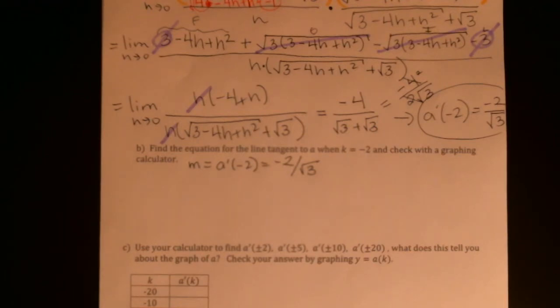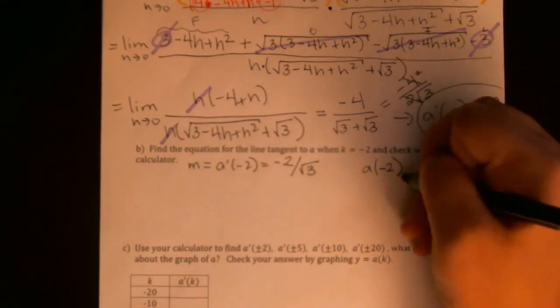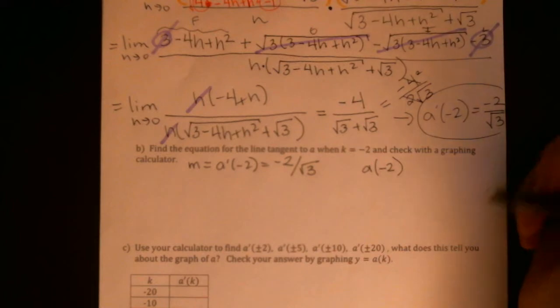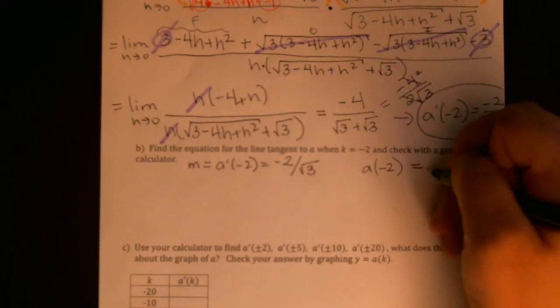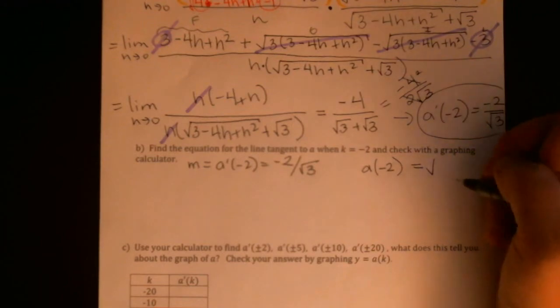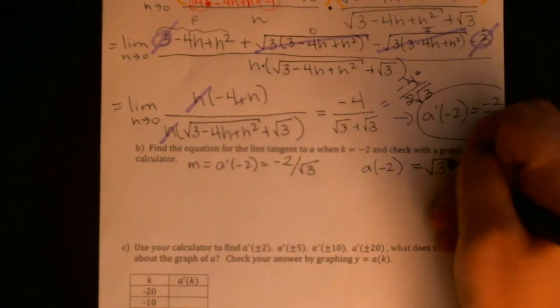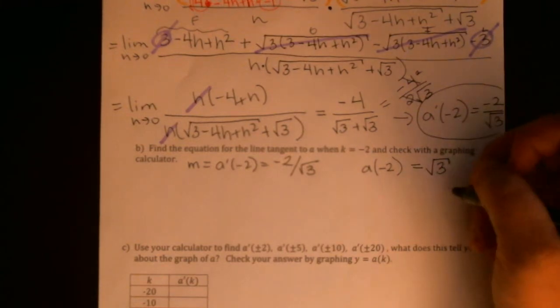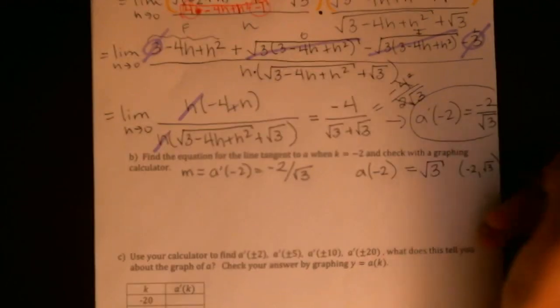Okay, and then we also need a point, and to get the point, we have to plug the negative 2 back into the original function. So this is not a prime of negative 2, it's a of negative 2, which is going to be the square root of negative 2 squared, which is 4, minus 1, which is 3. So it looks like our y value is square root of 3 as well. So our point is negative 2, square root 3.